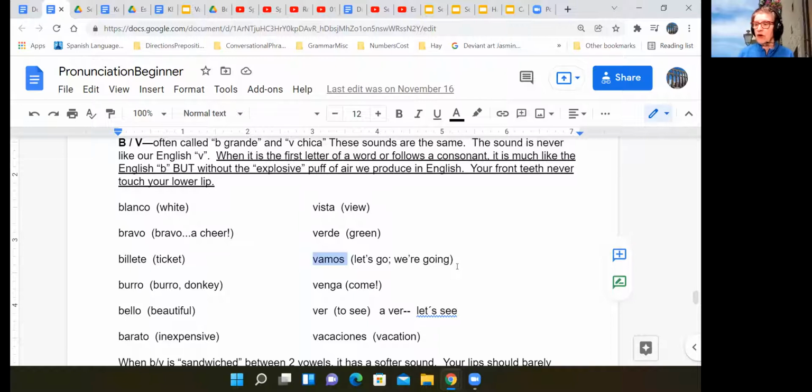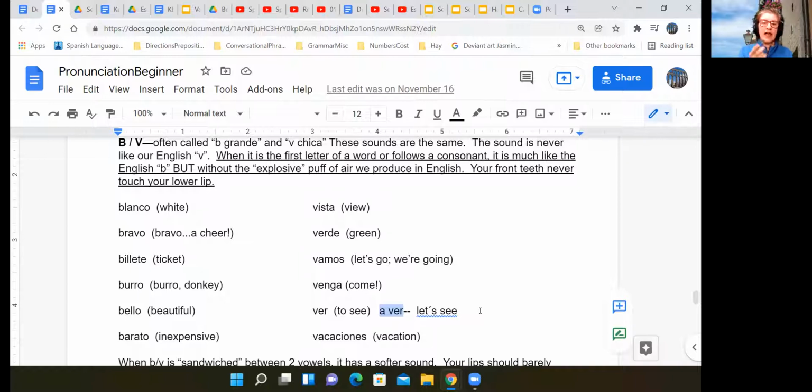Vamos means let's go. Vamos is a good word to know for what it does mean: let's go, or we are going. Here's something that's a command. Somebody usually says this when they tell you, venga, venga, come. This is another word that is good to know. Ver, ver. And usually you're going to hear it right next to it, a ver. And then it goes softer, because it's sandwiched between two vowel sounds. A ver, a ver, it's something you hear a lot in casual conversation.